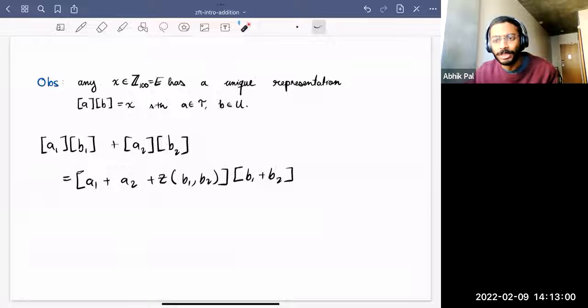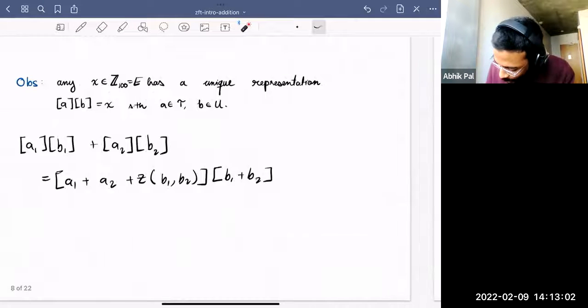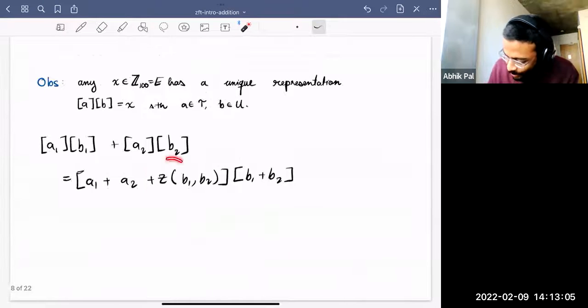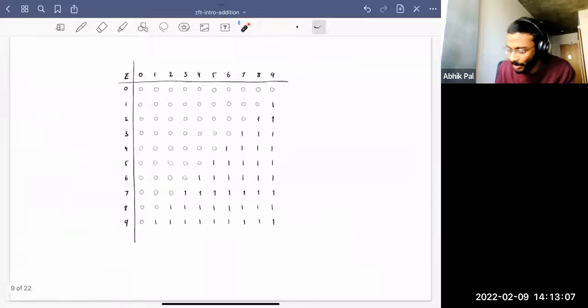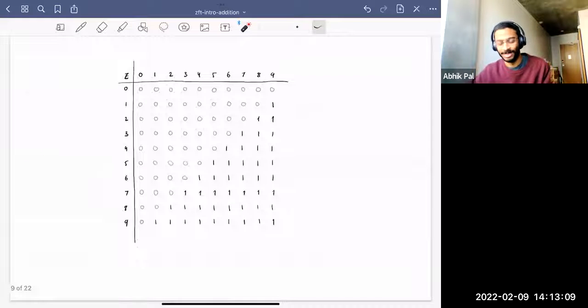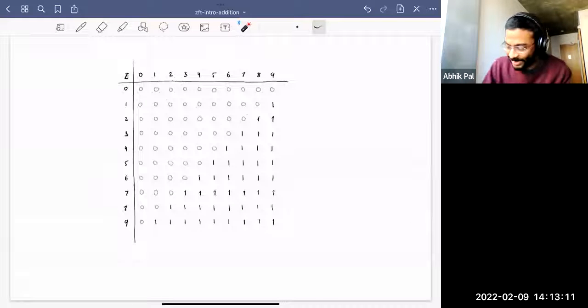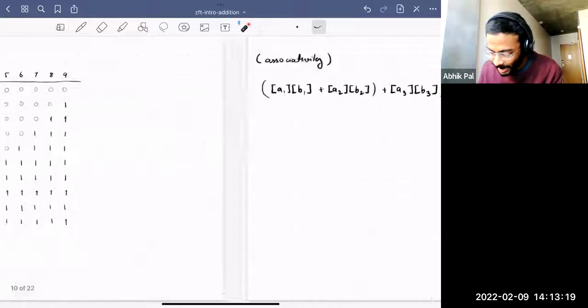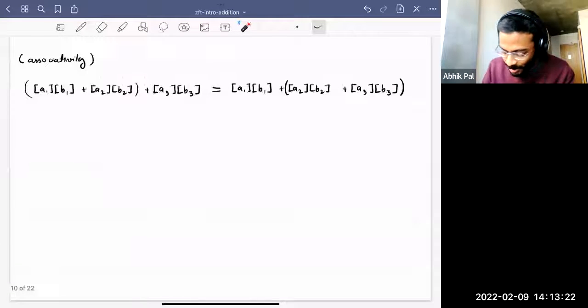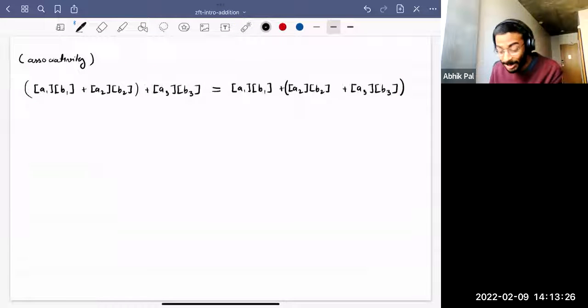Okay, so if we start writing down values for Z, because this is just a function from U cross U, we see that it takes these values. This is the usual notion of carry. So before I generalize this, I would like to write down some other properties that E must satisfy. So of course, we want our addition to be associative. So we want this usual identity to hold.